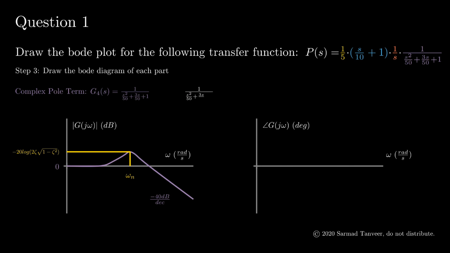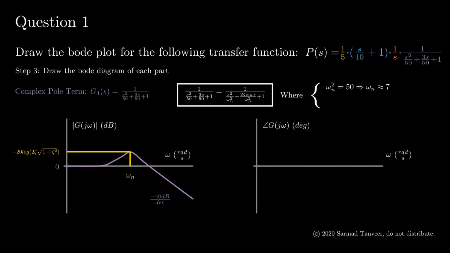Now finally, for the complex conjugate pole term, we know the general form. However, we need to obtain the values of omega n and zeta. Comparing our term to the general complex pole term, we see that omega n squared is equal to 50, meaning omega n is approximately equal to 7.